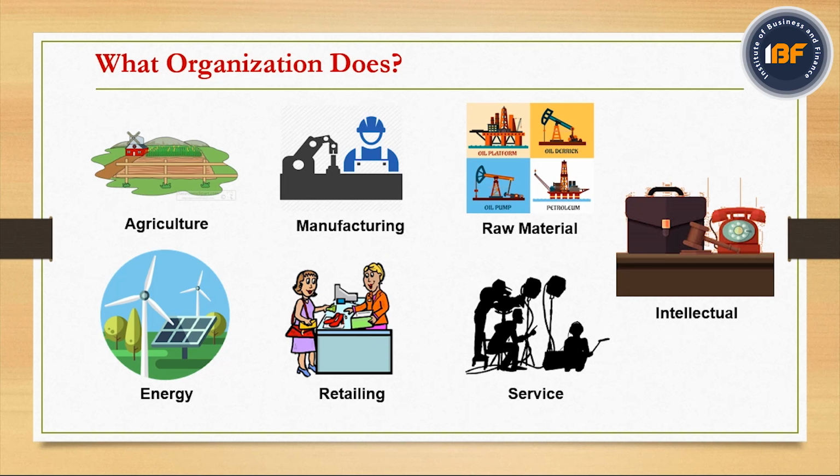So basically, we have organizations, and an organization can do multiple things. There is an organization which is only responsible for extracting raw materials. So basically, it's up to the organization how they will run their businesses.